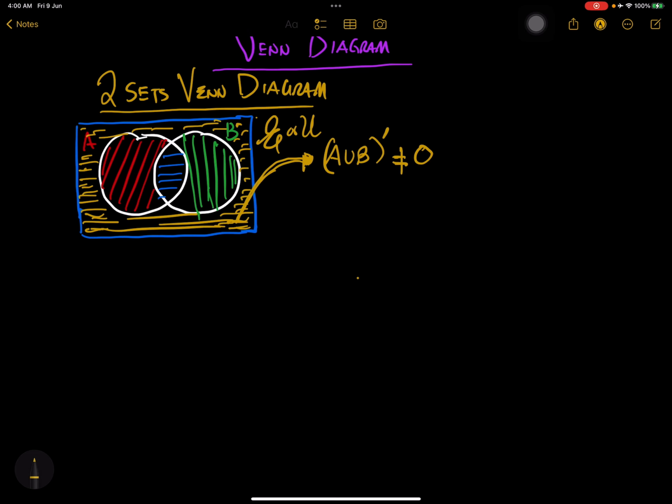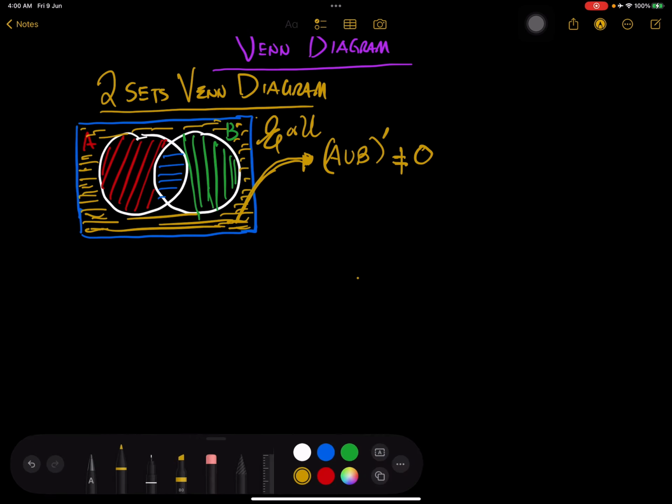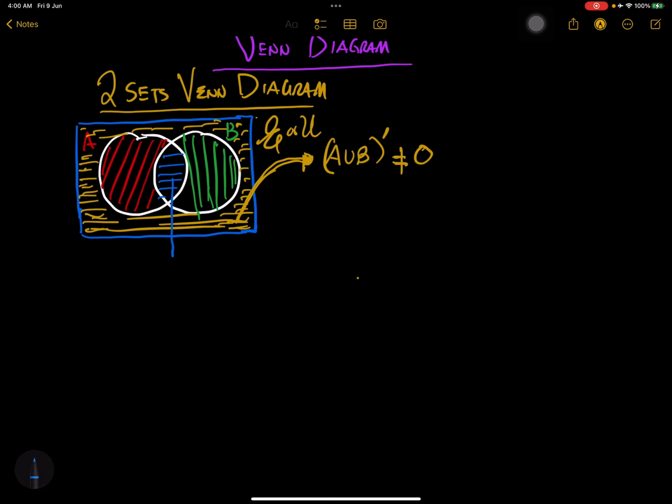Now, here, the blue color stands for the intersection. Remember, the intersection of A and B. Why? Because they meet there. That's where you can find members that are in A that are also in B. You can see the two white rings, one for A and the other for B. So that's where both of them meet.